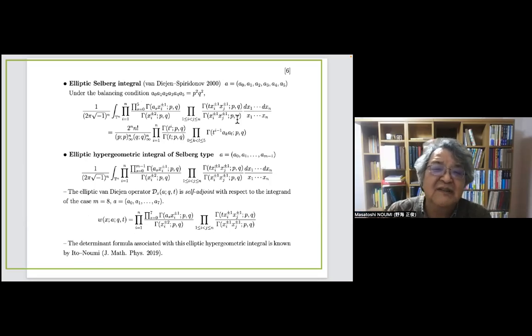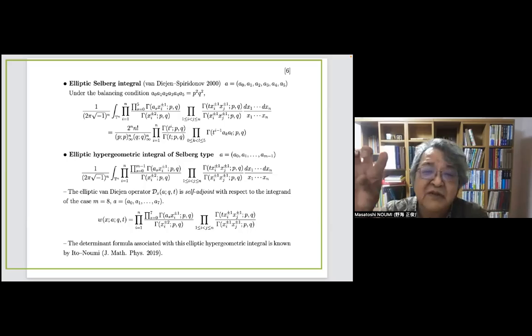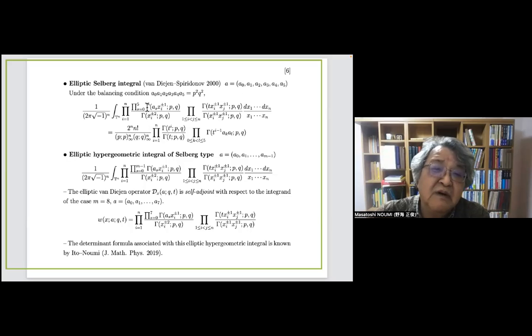But as I mentioned, you have elliptic gamma functions, and the elliptic gamma function corresponds to the reciprocal of the q infinite product. So the roles of the numerator and the denominator are interchanged here. But this part corresponds to the power of the difference product in the BC version. And this part corresponds to the beta integral part, the multiple beta integral part.